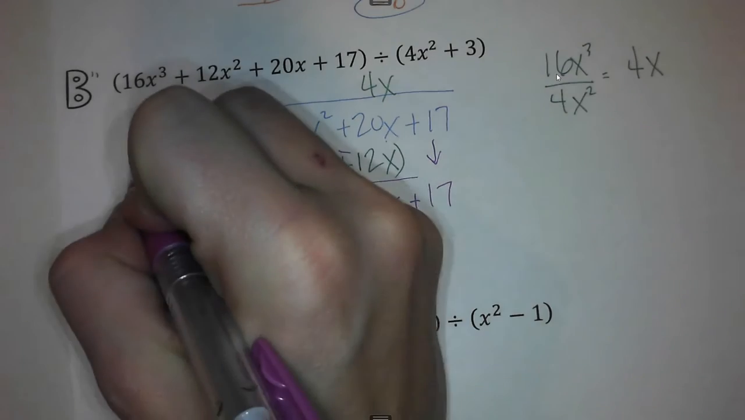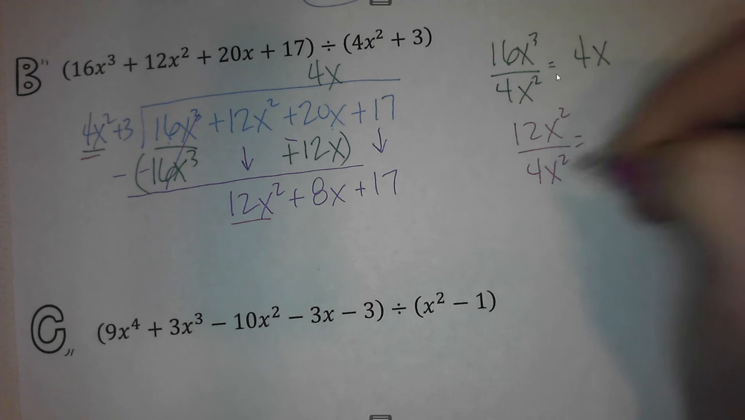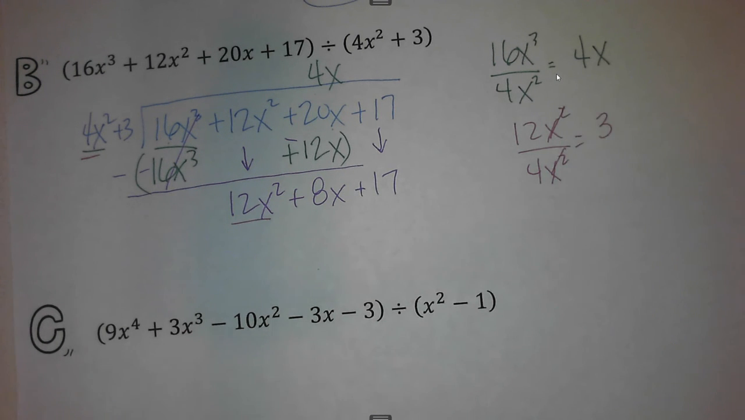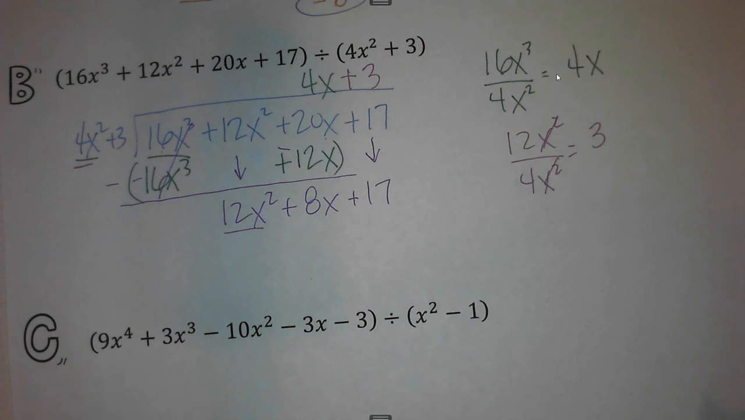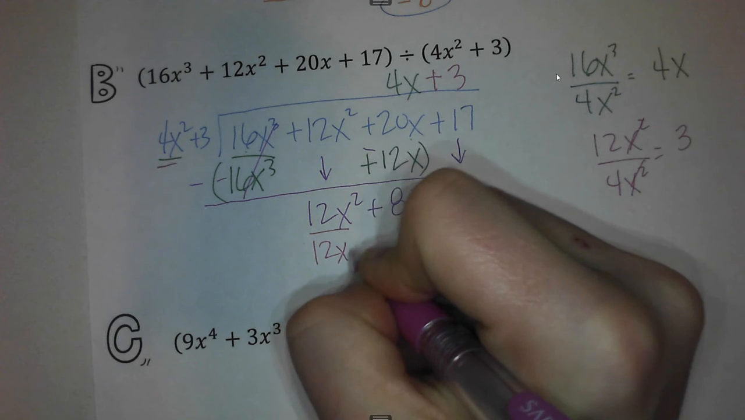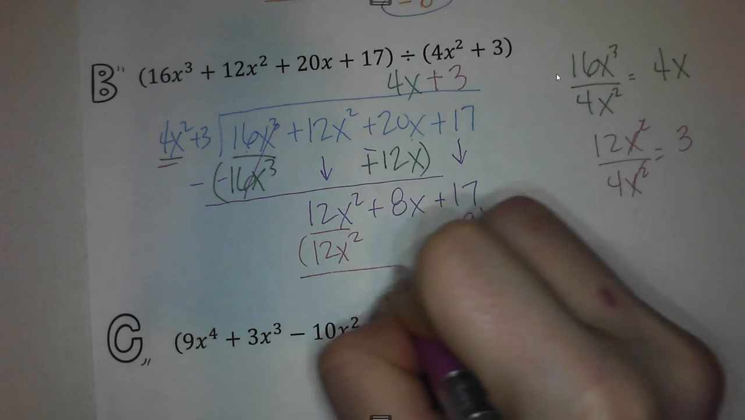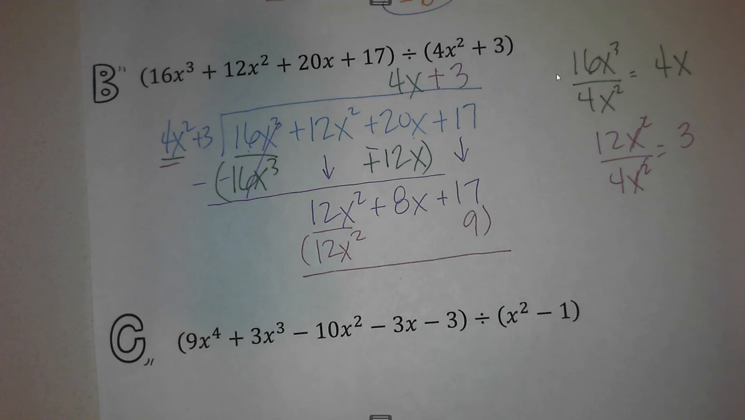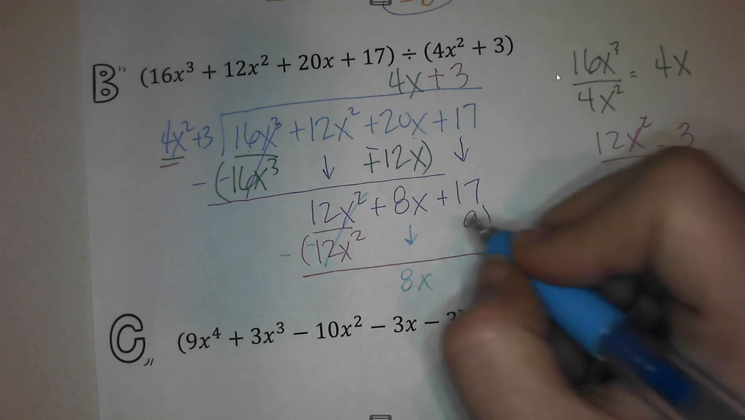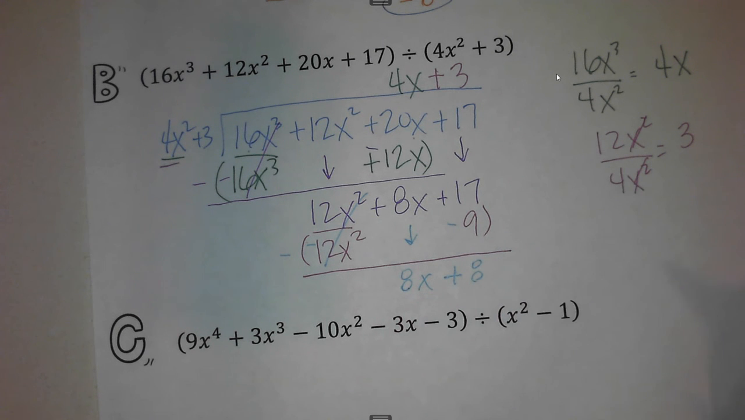Now we're taking this one divided by this one. 12x squared divided by 4x squared. 12 divided by 4 is 3. This time my x's crossed out. We don't have any more x's. So 3 times 4x squared, that's 12x squared. 3 times 3 is positive 9. Take the opposite, these cancel out. This one has nothing to be multiplied by. 17 now becomes minus 9. That is a positive 8.